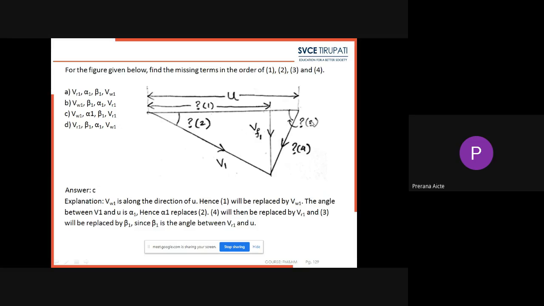From the inlet velocity triangle, we can write that Vw1 is along the direction of u. Hence, 1 is replaced by Vw1. The angle between V1 and u is alpha 1. Hence, 2 is replaced by alpha 1. Then 4 will be replaced by VR1 and 3 will be replaced by beta 1, since beta 1 is the angle between VR1 and U1. So the answer is Vw1, alpha 1, beta 1 and VR1.